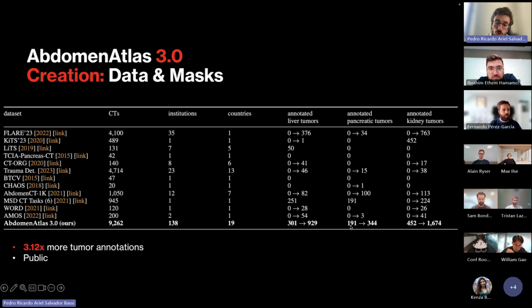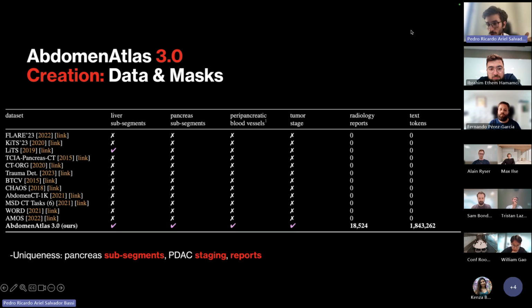190 pancreatic tumors to 344, 450 kidney tumors to 1,674. So that was a large increment, and all of this data, as I mentioned, is public. So we have all these annotations, these masks, for the public, and we also have the reports for them.